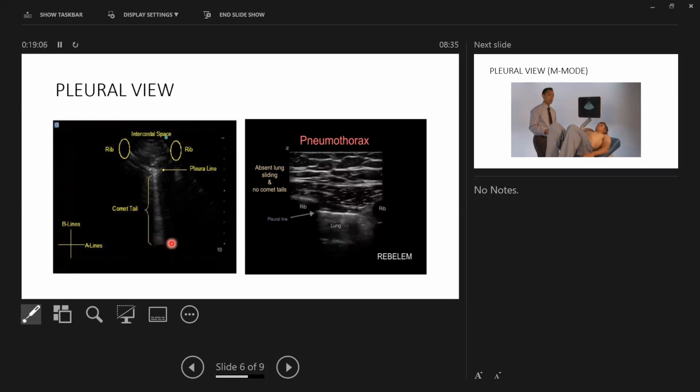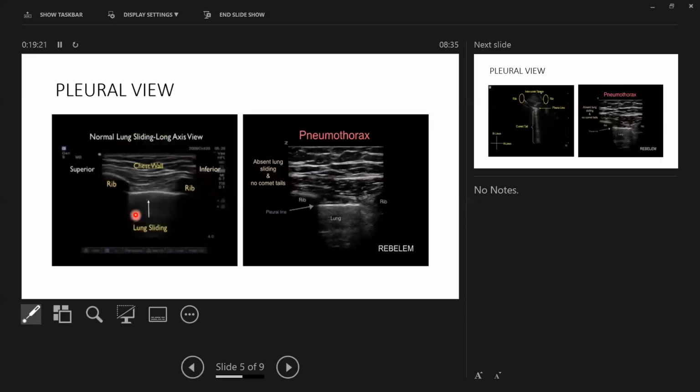So what happens with the B line or comet tail? It moves, goes with that part of the pleura. Okay, so just remember that. And then again, if you look where we've got this pneumothorax, you'll notice there's no B lines whatsoever. Go back to this one, even though they're not as prominent, you can still see them.